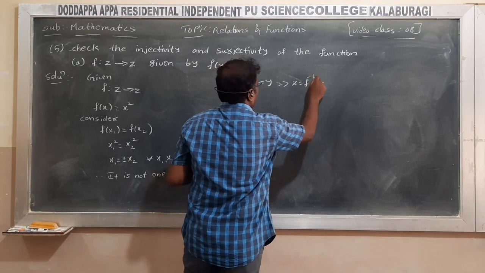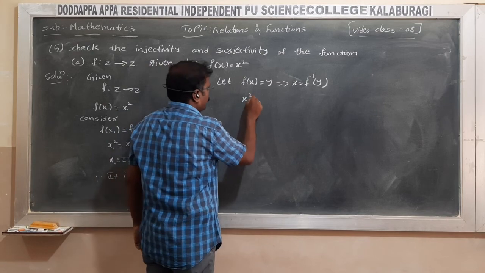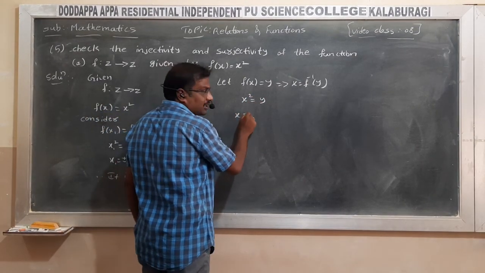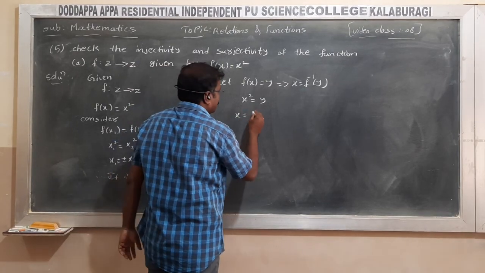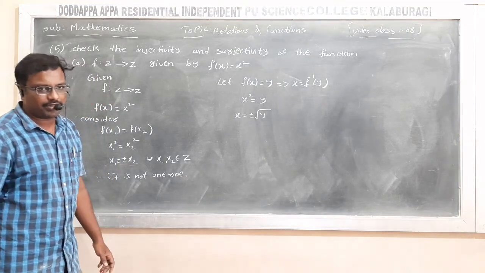Okay. So next we go for onto. Let f of x equal to y, implies x is equal to f inverse of y. f of x is equal to x square equal to y, and x is equal to plus or minus under root of y. Okay.